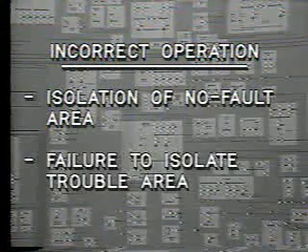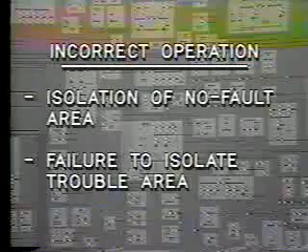Obviously, knowledge of all conditions on the system at the time of relay operation must be known. This will bring to light, in some cases, incorrect operation of the protection system. This could cause, perhaps, isolation of a no-fault area, or even worse, a failure to isolate the trouble area.